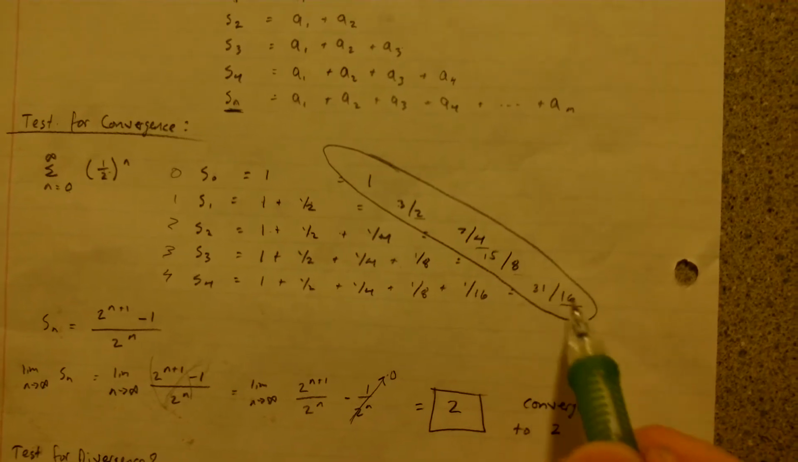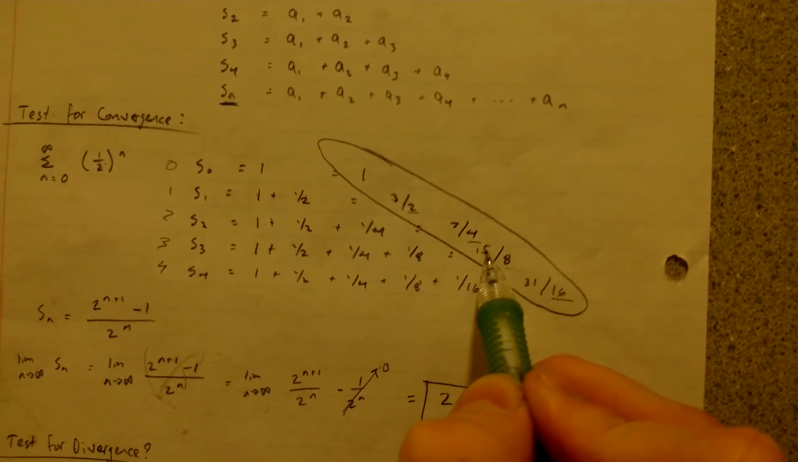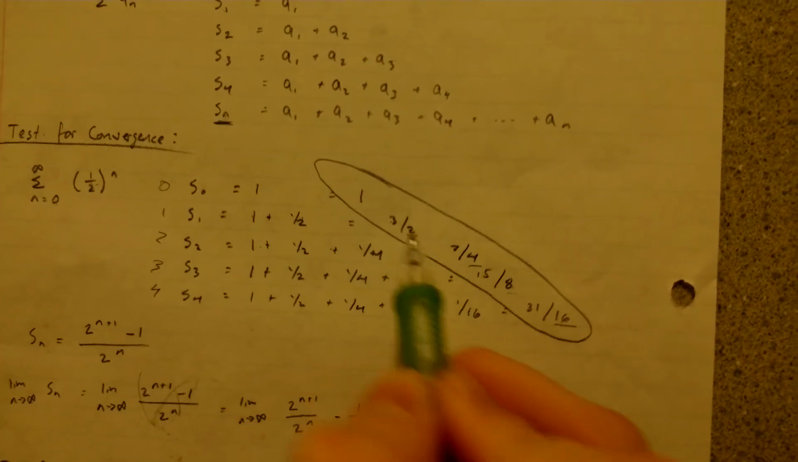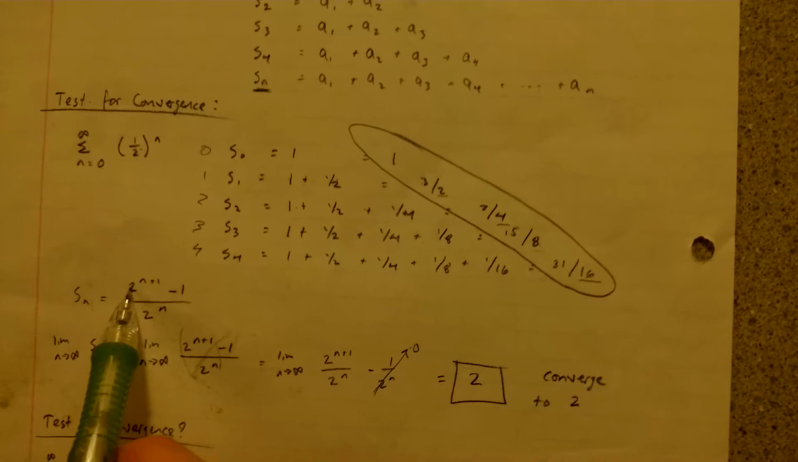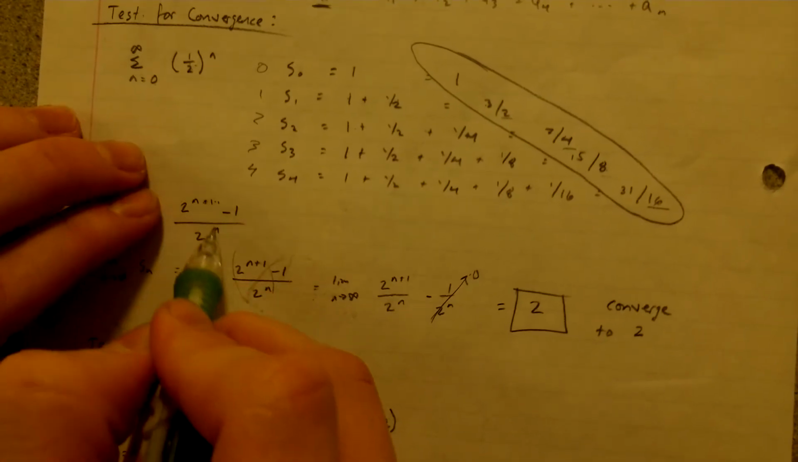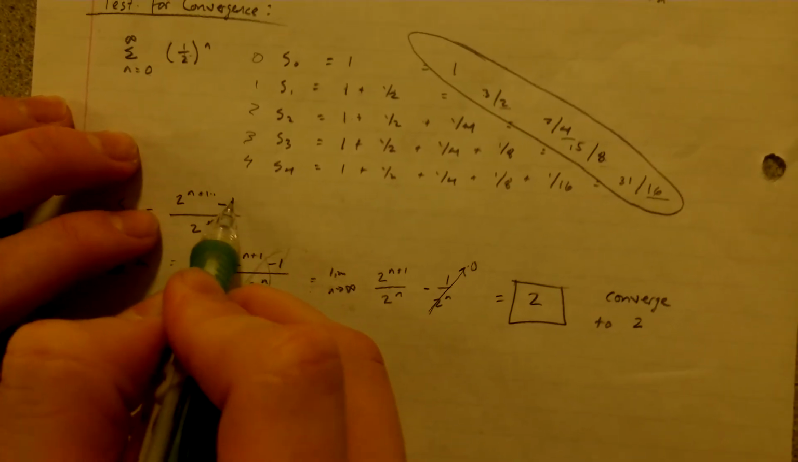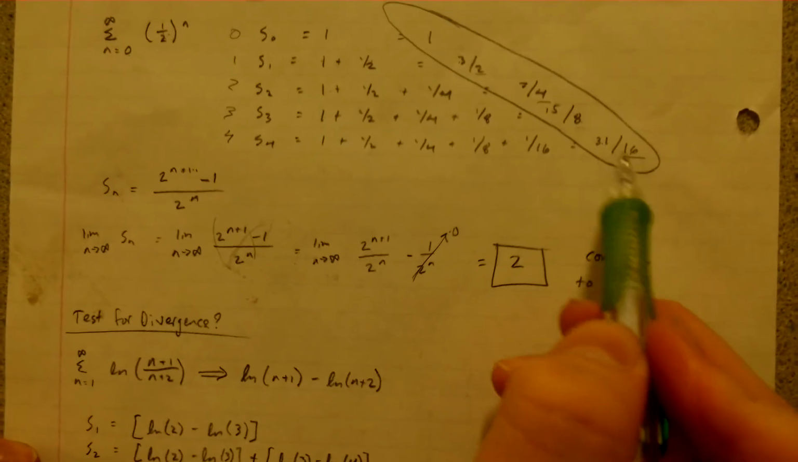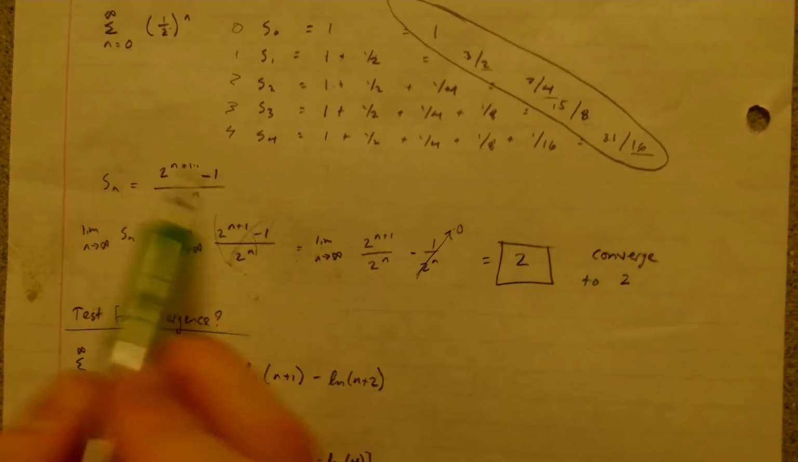So if this were 32 over 16, it'd be a half. If this were 16 over 8, it'd be a half. 8 over 4 would be a half. 4 over 2 would be a half. So we have 2^(n+1), and that gets us double of 2^n. So 2^(n+1) is double of 2^n, and then minus 1 on the top to make it 31 instead of 32 over 16. And this is our s sub n.